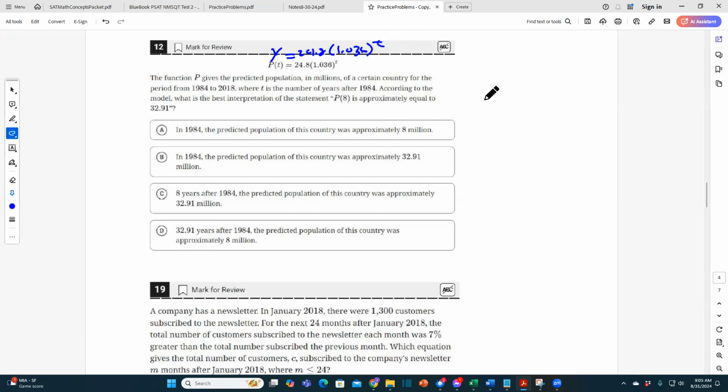Okay. So here, important to look at the units. So P of 8, and in the parentheses is the t value. Okay, so t equals 8. And the result of that, P of 8, is equal to 32.91. What's the units of t? t is the number of years after 1984. So this is 8 years after 1984. And what's the output of the function? The P predicts the population in millions. So 32.91 is population.